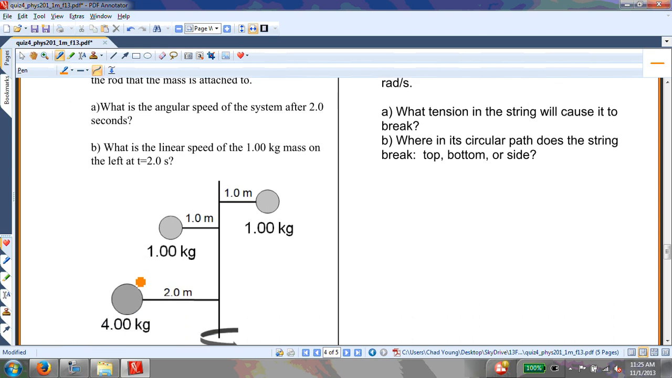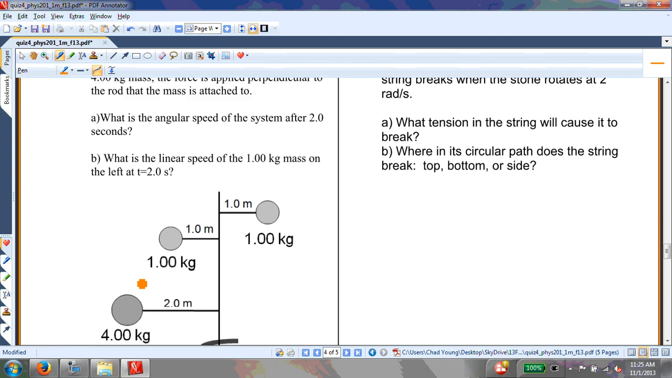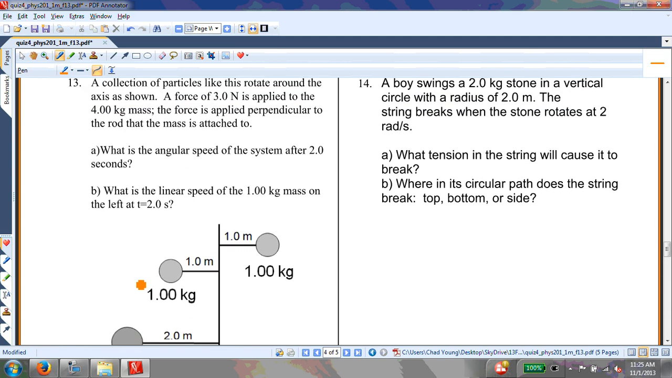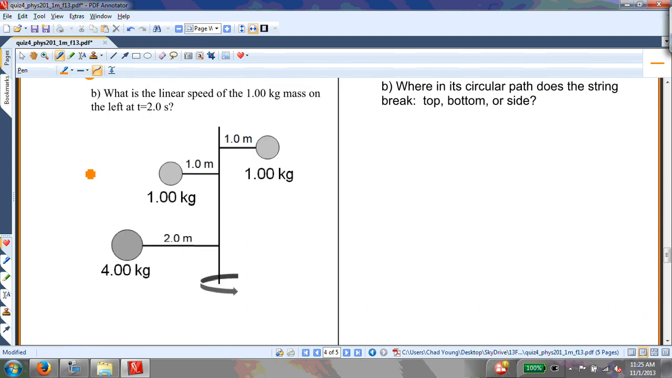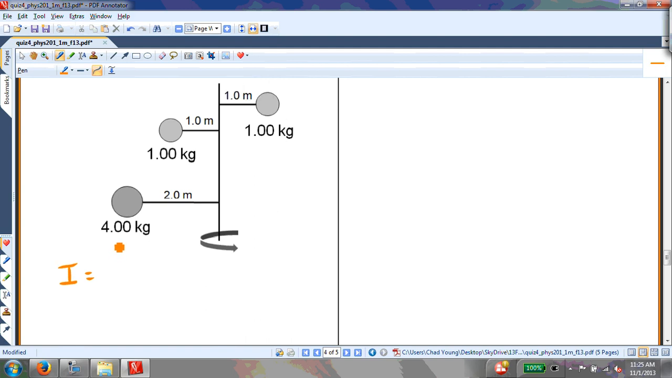All right, first of all, I need to find the moment of inertia. And then I have a force that's applied, so I can find the torque. This is similar to what we had before. And then I want to find the angular speed. So first of all, let's just find the moment of inertia. In fact, this was a multiple choice question, so I've already found that. It was 1 plus 1 plus 16. It was 18 kilogram meters squared. All right, so that's my moment of inertia. You can look back in the multiple choice, see the solution.